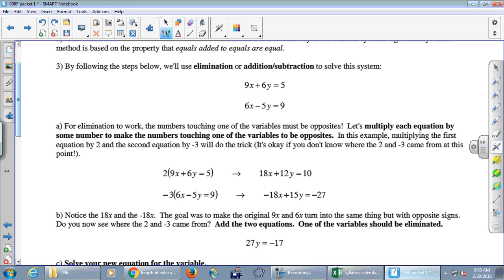Okay, let's take a look at this problem here in number 3. 9x plus 6y equals 5. 6x minus 5y equals 9. What about those equations suggests that substitution is going to involve fractions if we did the substitution method? Yeah.